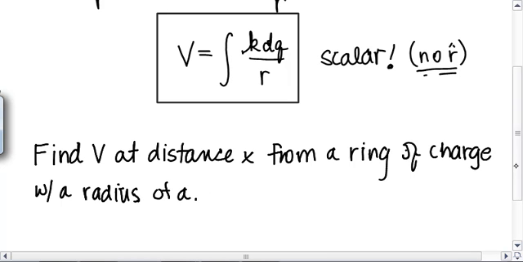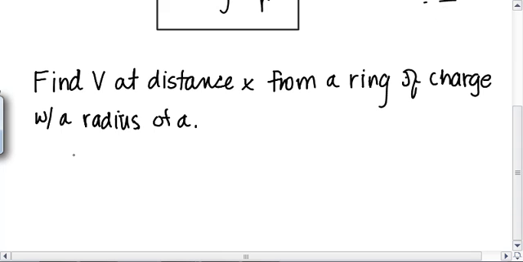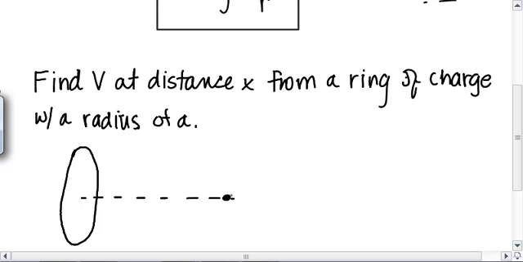Okay, so you're looking at the side view of a ring. Pretend like I'm a great artist there. So there's the side view of your ring, and here is the center of the ring. Out here is our spot that's a distance x away, and the radius of this ring is a. What do you think so far?